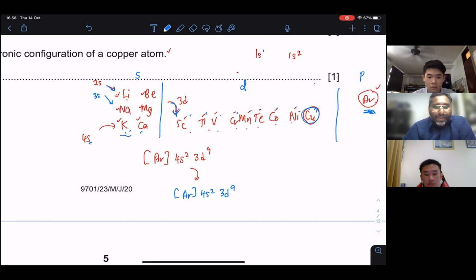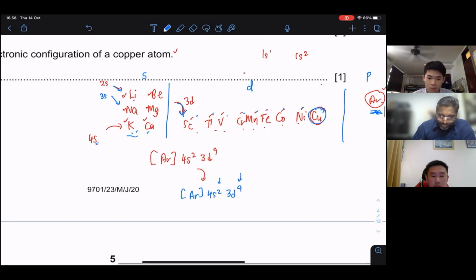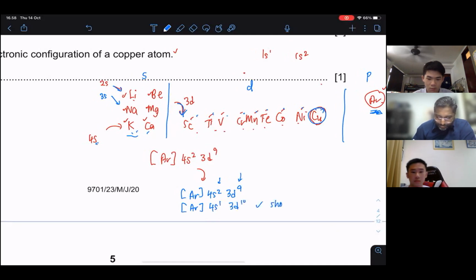But do remember, copper is a special situation, because it is better to have a complete d orbital, to form a full 3d subshell. So what happens is one of the electrons over here moves, because the s and d orbital energy levels are almost the same, so it can move from 4s to 3d. So it's supposed to be Ar 4s1 3d10. But this is the short form.